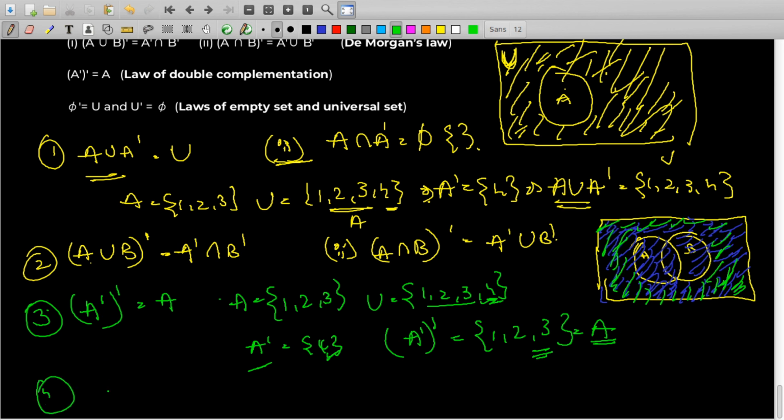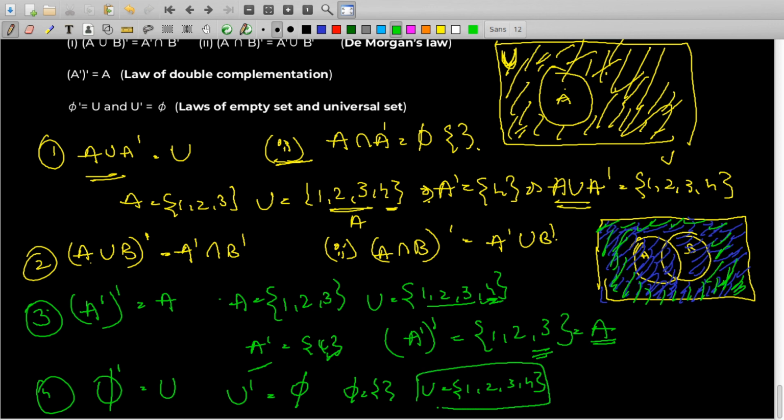And the last law here is the law of empty set and universal set. It says that the empty set's complement will be the universal set and the universal set's complement will be the empty set. So that is obvious, right? Empty set is the null set and the universal set has a lot of elements, 1, 2, 3, 4. Now by definition the empty set doesn't have anything, so we need not remove anything from the universal set to get the empty set's complement, and thus the empty set's complement is the universal set.